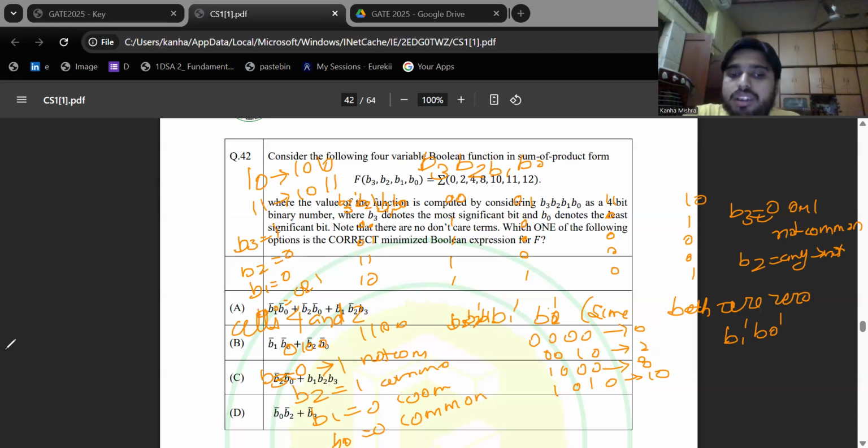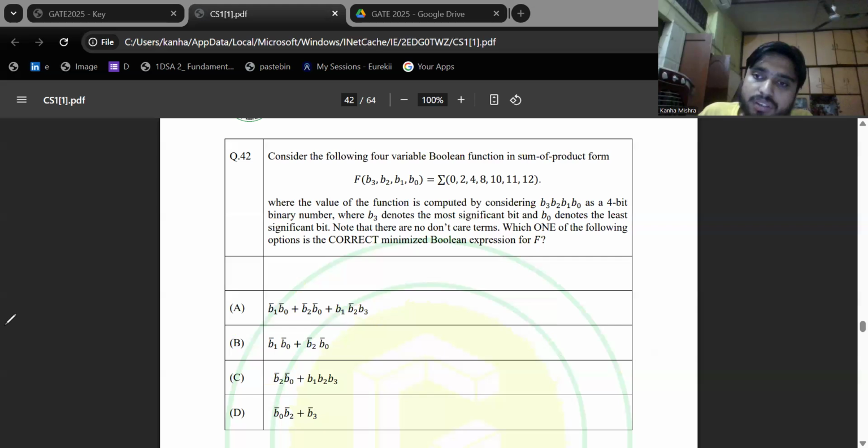And what else can we check? So the final minimized expression will be, after all this, if you guys see the final one, it will look somewhat like this. F of B3, B2, B1 and B0 will be equal to B1 dot B0 plus B2 B1 dash B0 dash plus B3 B2 dash B1.